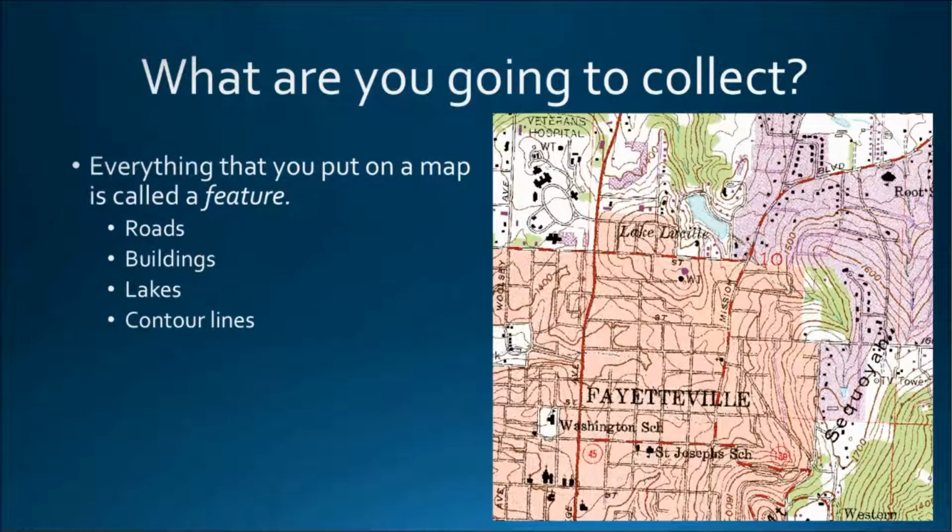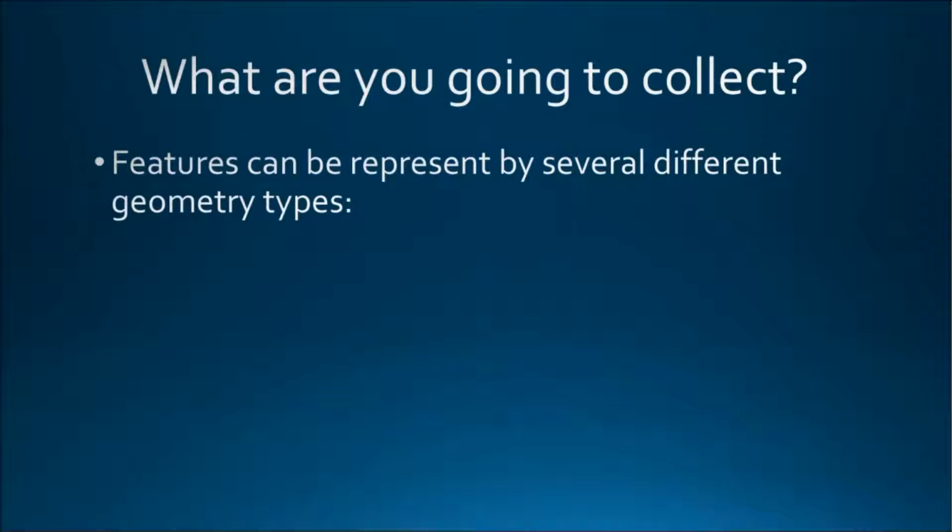So what are you going to collect? First of all, everything that you put on a map is what we call a feature. So it can be roads, buildings, lakes, contours, parks, streams, anything that you put on a map, that's a feature. And features can be represented by several different types of geometry when we start working in GIS.